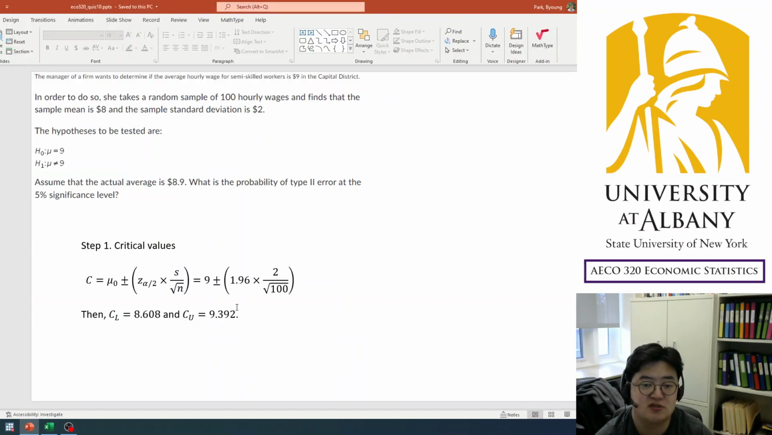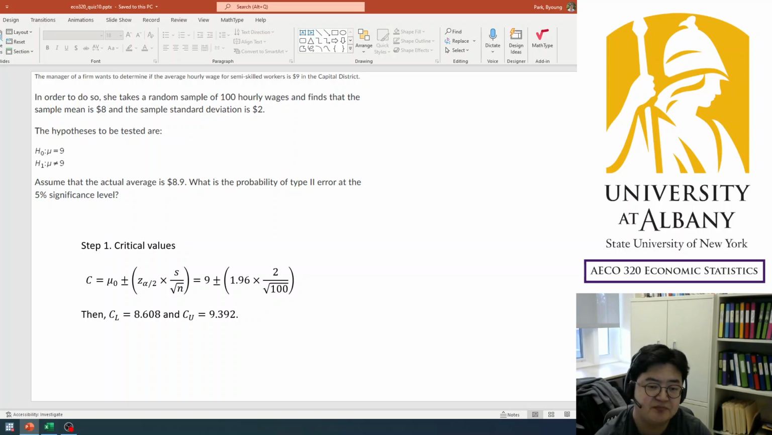We are going to use 1.96, and all the other numbers are given. Your belief is 9. The standard deviation for a single wage is $2. The sample size is 100. So plug them in, then calculate. Then you are going to get critical values: 8.608 for the lower critical value, and the upper critical value is $9.392. So remember these numbers. We are going to use them to calculate the probability.